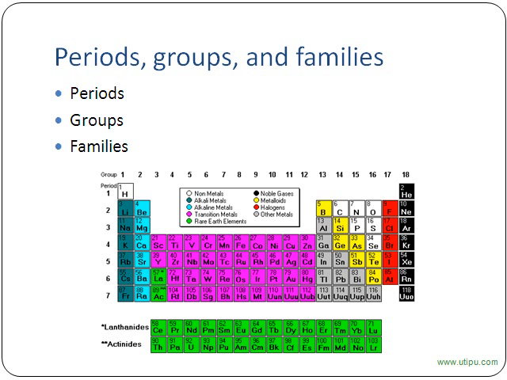So you can see we've got period over here, and so the first period would be going across here, hydrogen and helium. The second period would be lithium, beryllium, boron, carbon, nitrogen, oxygen, fluorine, neon, and so on and so forth.